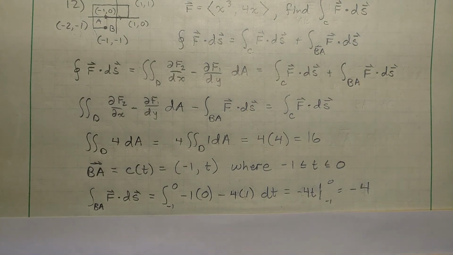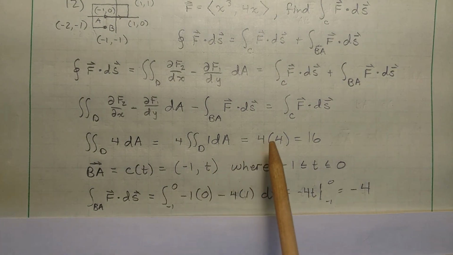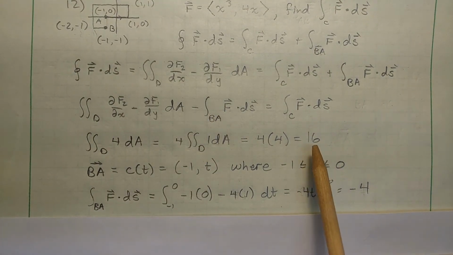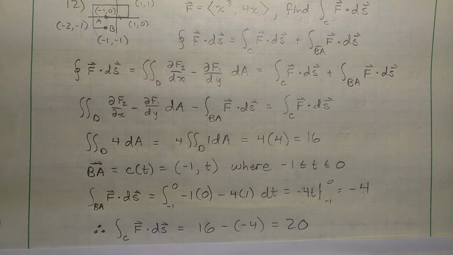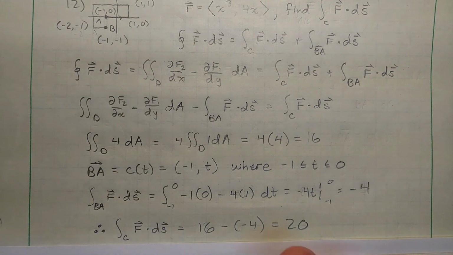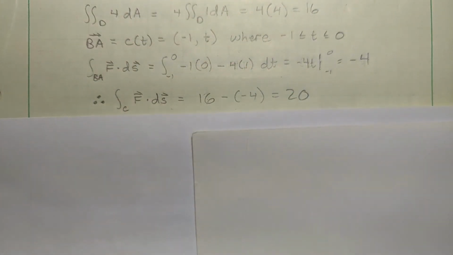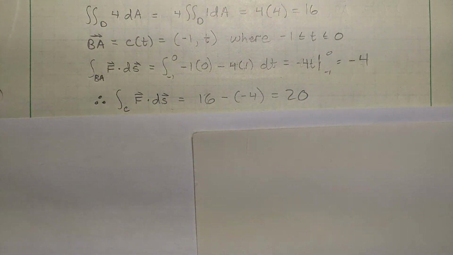So now I can finish it off. Remember, I said that my curve that I was interested in was this minus this. So I have 16 minus negative 4, and that's going to be 20. So that's how we handle a non-closed curve when there's a simple curve that closes it.